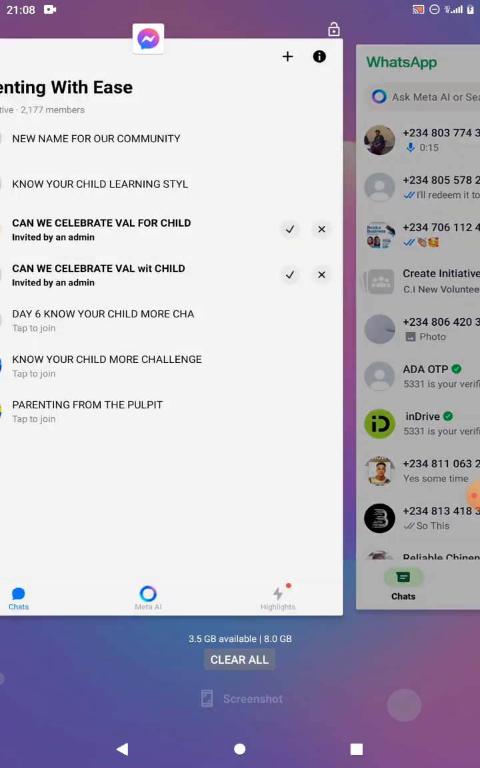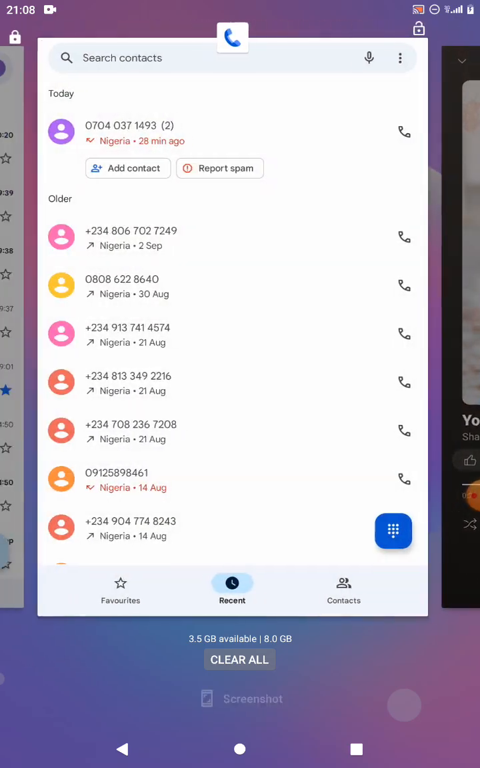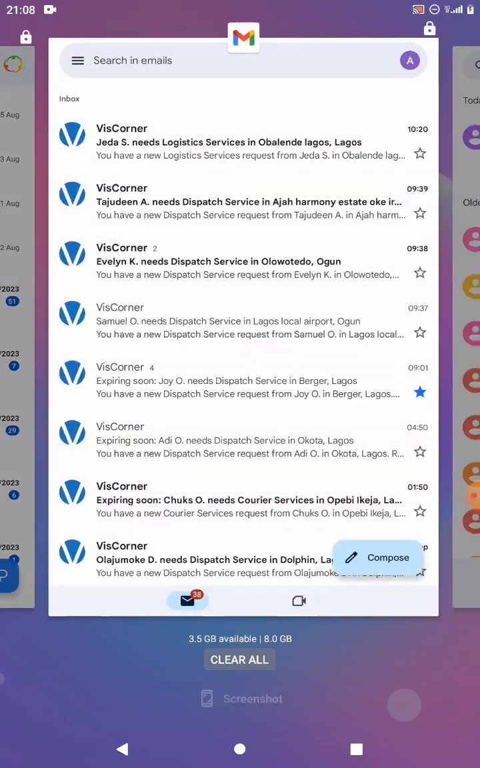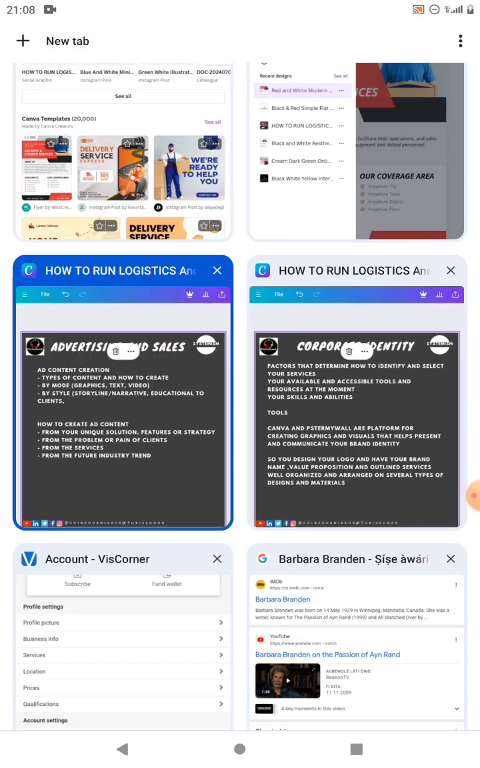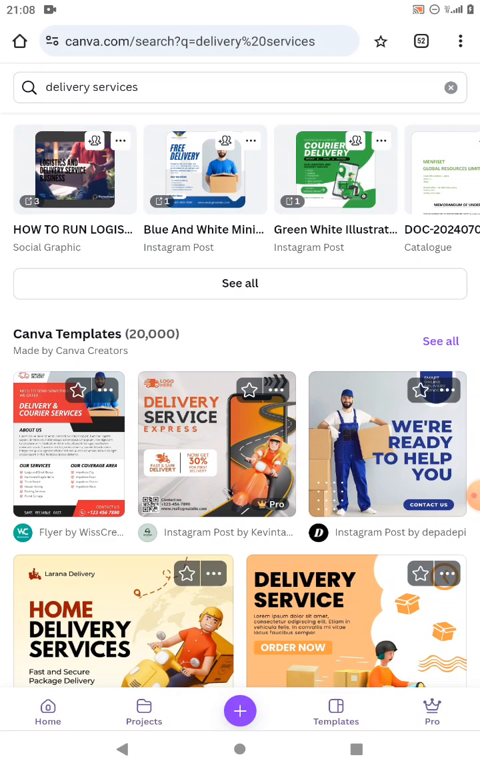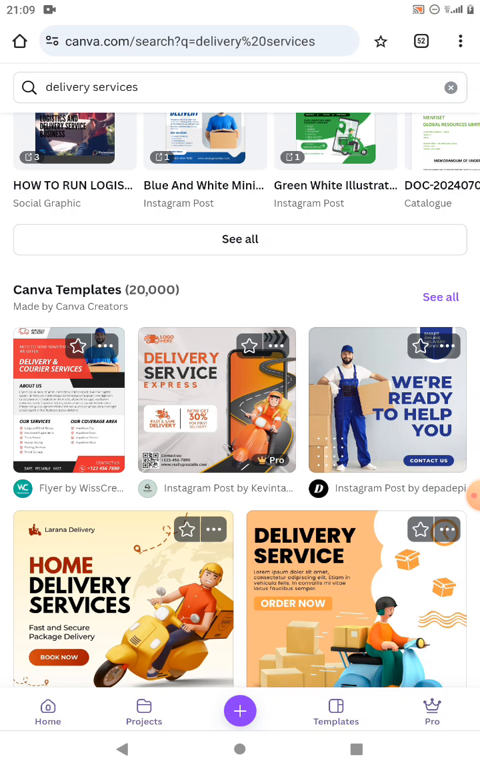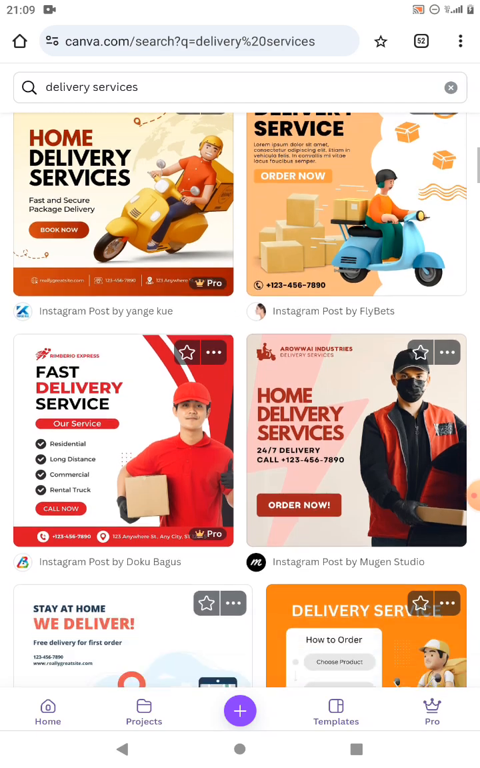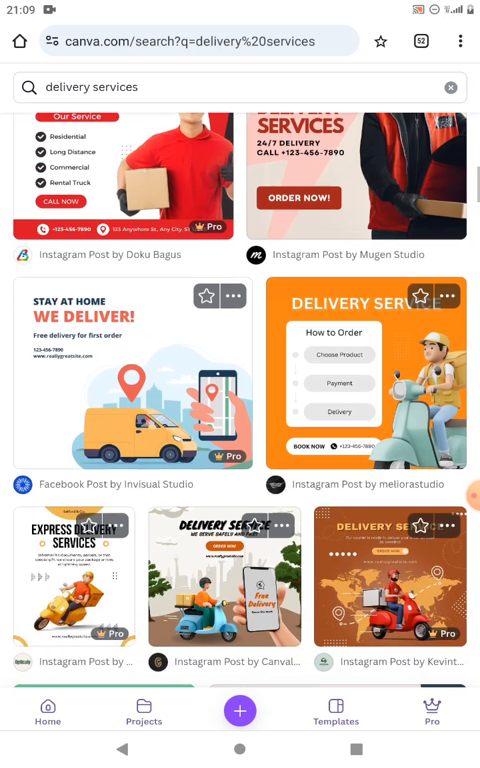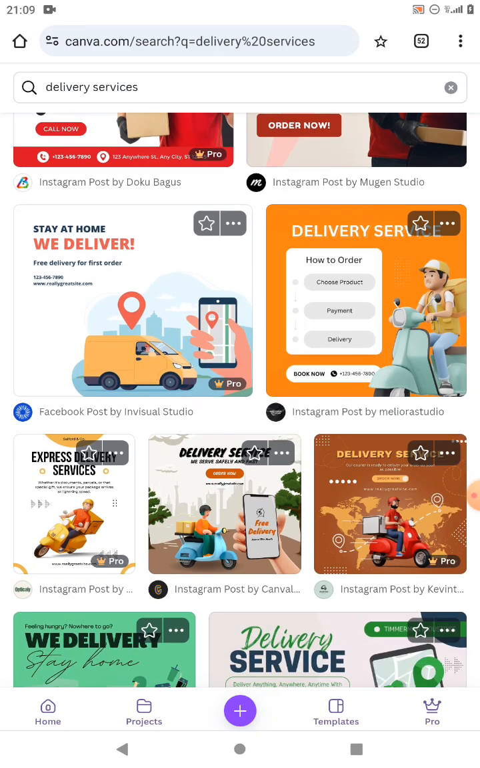Once you go to Canva like this, you will see them. They are there, plenty. You see here on Canva, these are ad contents. These are graphic content. See, delivery service express. Are you seeing it? Home delivery services. These are graphic contents. They are communicating to us what the offer is. You see the one that says free delivery. See this one now. Order now, free delivery. That's the ad content. You understand?